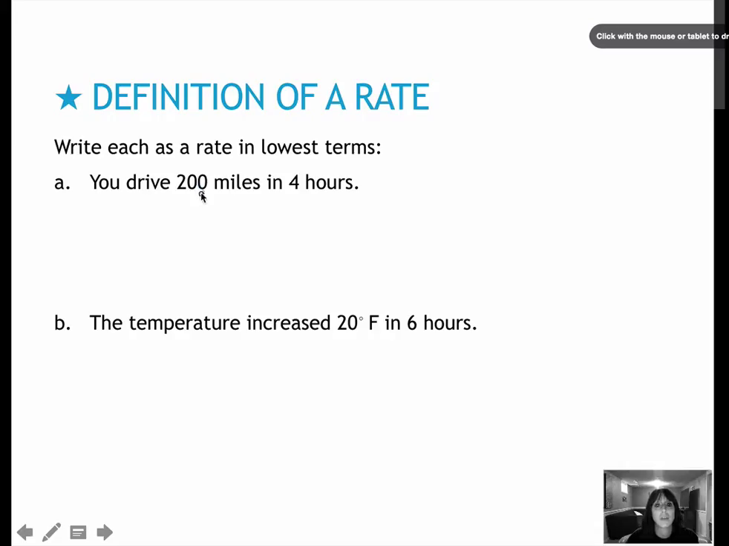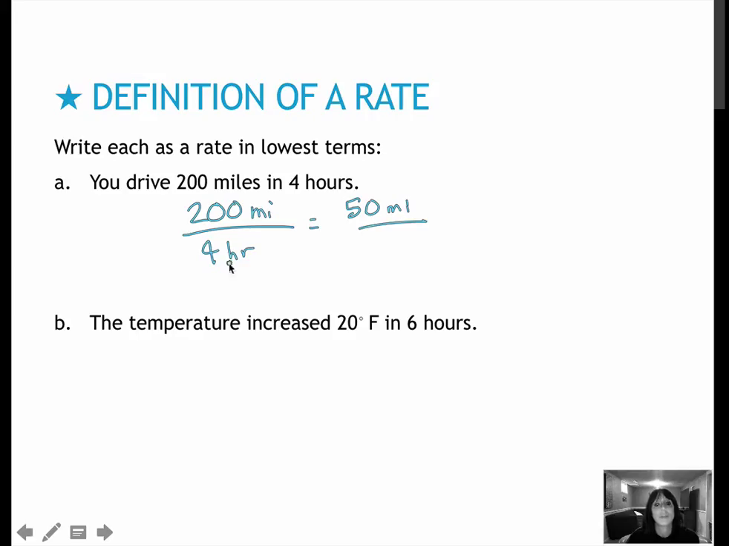For the first, I'm driving 200 miles in 4 hours. So obviously miles per hour would be the way that we would want to go here. Miles would go on top and hours would go on the bottom. And then if we reduced, we would divide by 4 to get 50 miles. And we would divide by 4 to get 1 hour. 50 miles every 1 hour would be our rate.